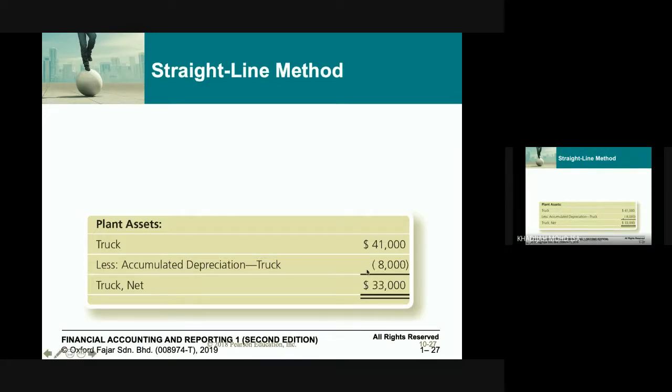So why is it called accumulated depreciation? Because this account will accumulate the depreciation given on the truck. So year 1, 8,000. When it comes to year 2, the accumulated depreciation will be 16,000. Next year, plus another 8,000. Every year you have a depreciation expense as an expense in your profit and loss, but the accumulated depreciation will be in your statement of financial position.